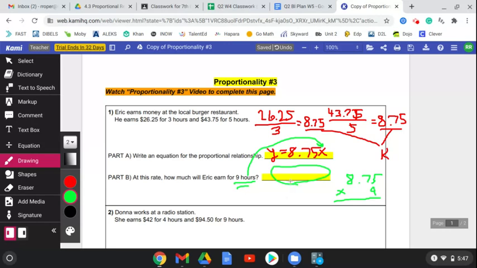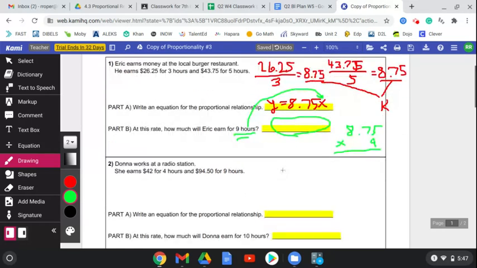Of course, that would be in dollars. So yes, you can use a calculator, but at least show me how you found K by taking your dollars and dividing by your hours, and then show me how you know that you should do 8.75 times 9 to get how much he makes for 9 hours.